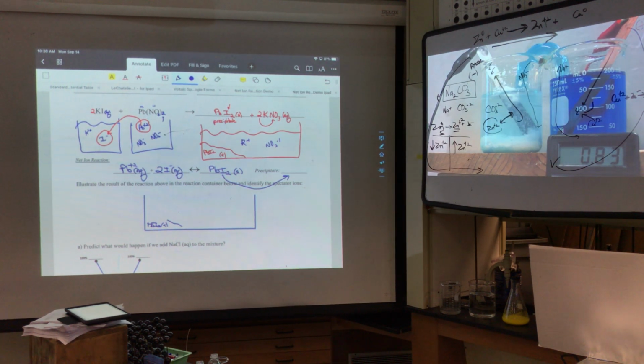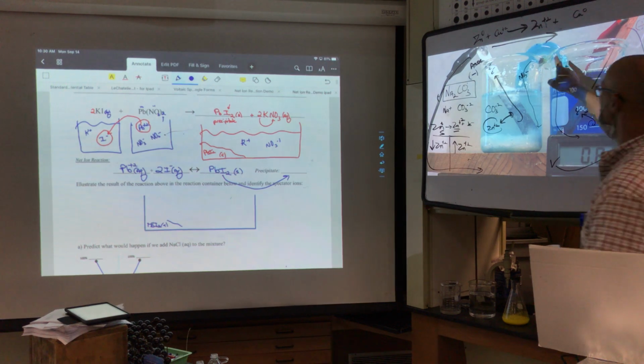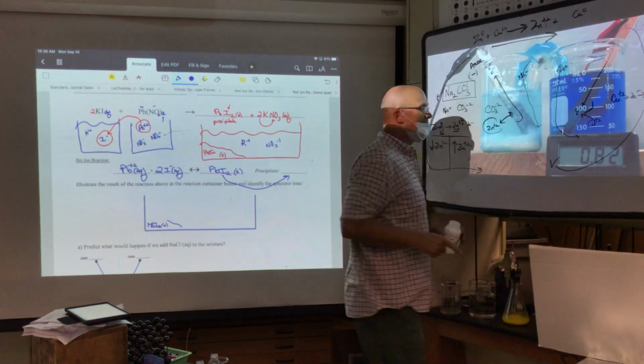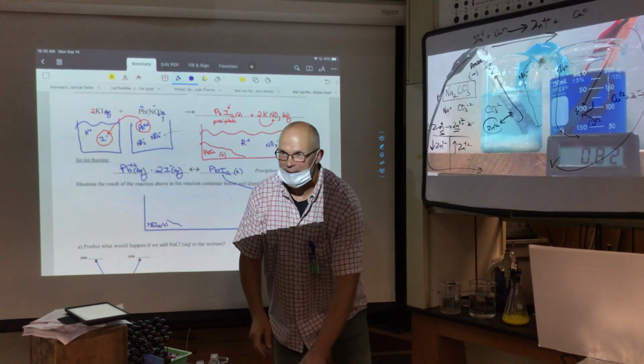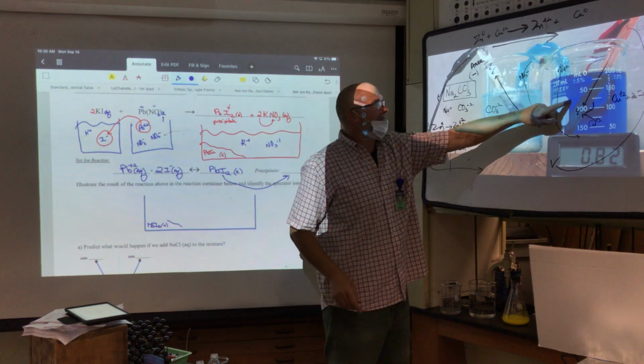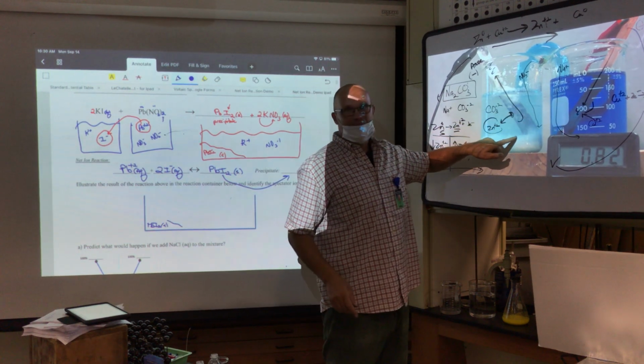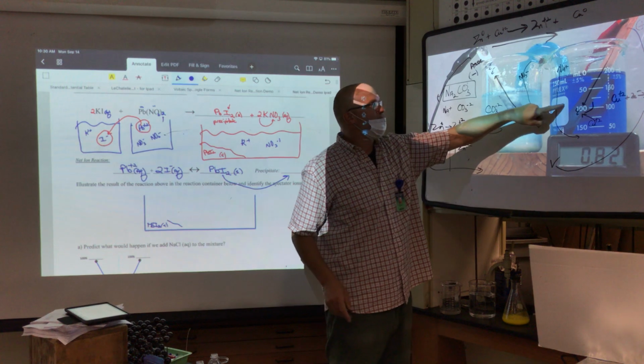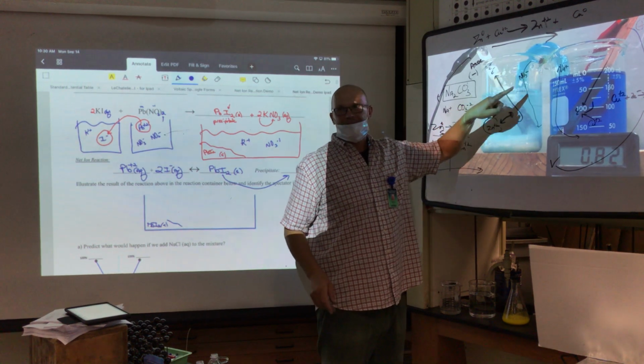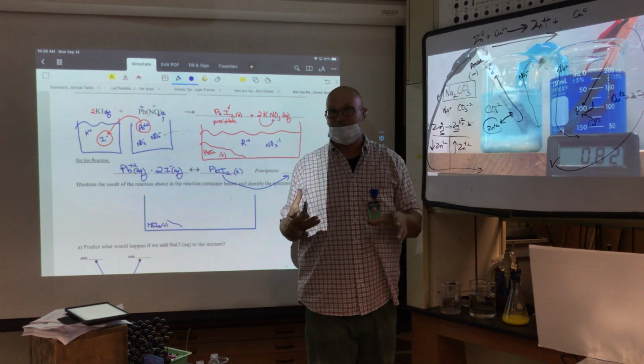Now, the competing problem that I couldn't overcome, do you see this getting really blue? Yeah, so here's what's happening. This is a higher concentration than here, correct? So this is moving by diffusion through here. Now, I didn't get that little bump because it's a competing problem. Let me explain.